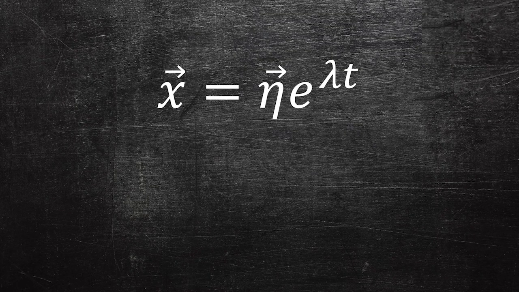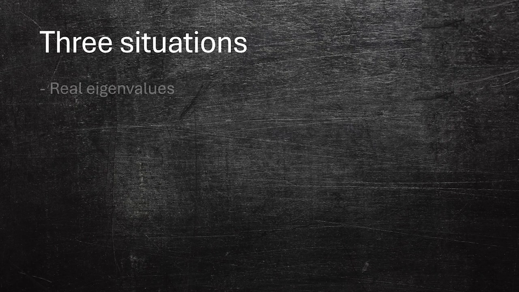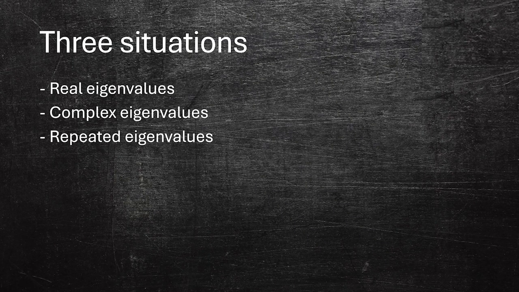Now, let's look at what our solution is going to look like, okay? It's going to look like this. This eta is just your eigenvectors, and lambda is your eigenvalues, okay? Now, when you're solving these systems, you're generally going to run into three situations: real eigenvalues, complex eigenvalues, and repeated eigenvalues. For the sake of time, we are only going to look at real eigenvalues.